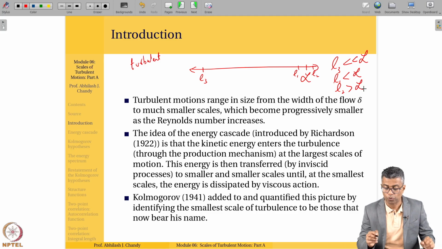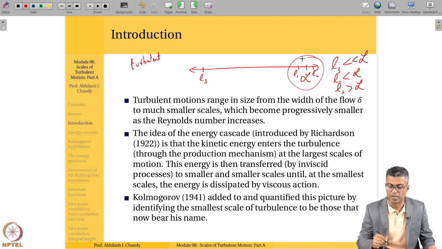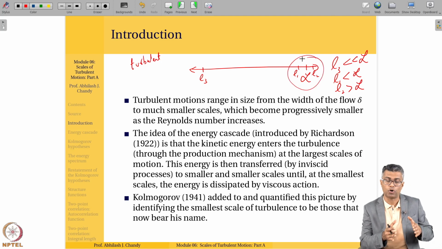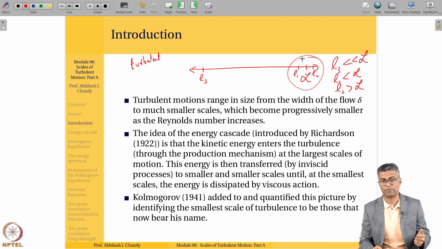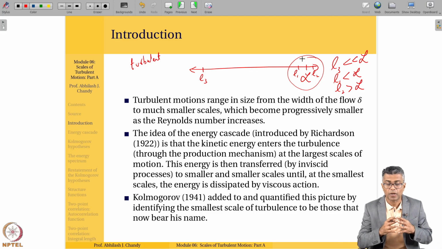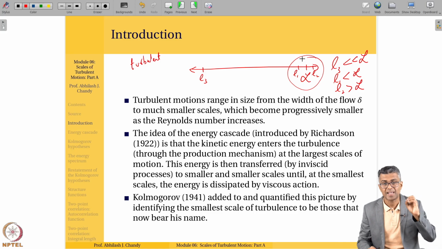In a laminar flow, you will only have this range. Everything is of the order of L1, L2, and L. Nothing is L3. Whereas in turbulent flow, you have this L3 additional factor. So that is this range of length scales that I'm talking about. And this module spends the entire time talking about these scales of turbulent motion.